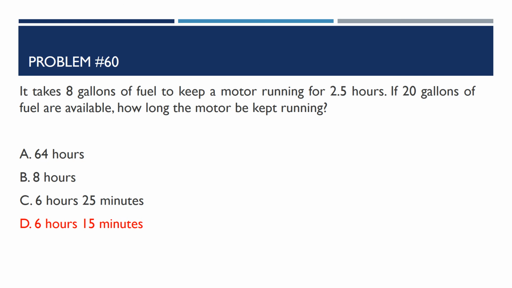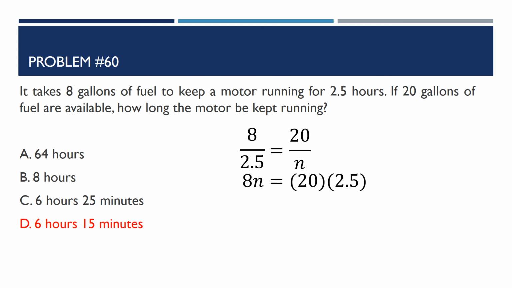This problem is actually a ratio and proportion problem. If it's 8 gallons, then it's 2.5 hours. If it's 20 gallons, then we will denote it as n for the number of hours. Now let us cross multiply. 8 times n is 8n. 20 times 2.5. So 20 times 2.5 is 50.